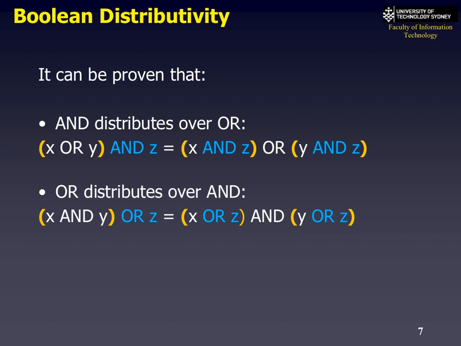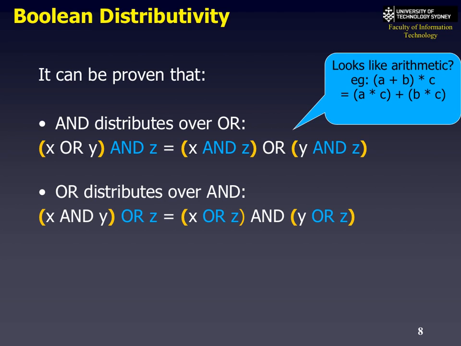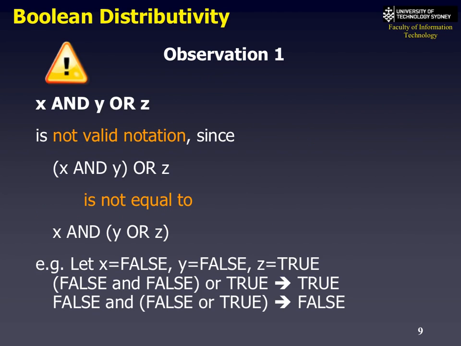I'll show you why. Let's look at it like it was arithmetic. Remember, treat the ands as multiplications and the ors as pluses. So (a plus b) times c is the same as a times c plus b times c. Remember, that's an and, that's an or. Very easy, intuitive rule to follow. A few things to be very careful about. It's not exactly the same as arithmetic.